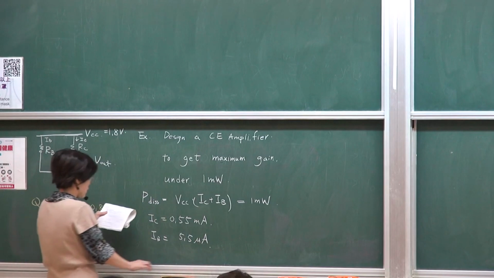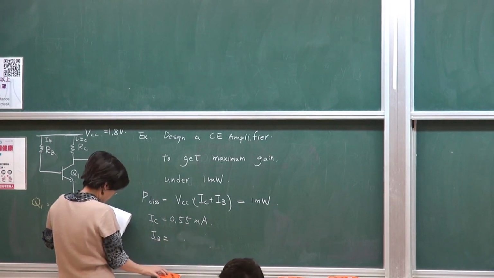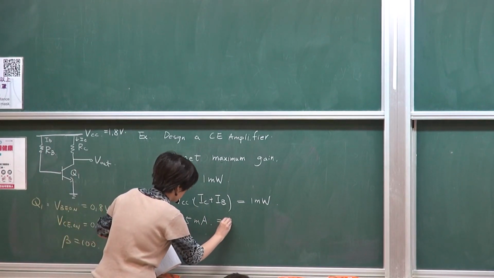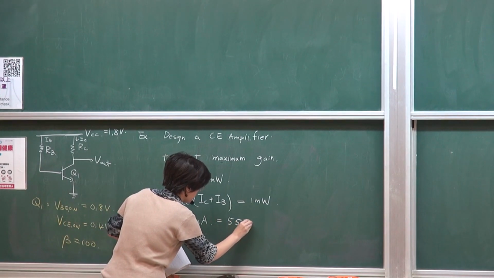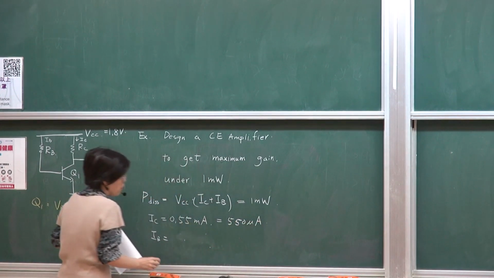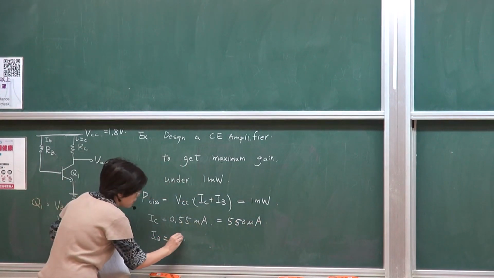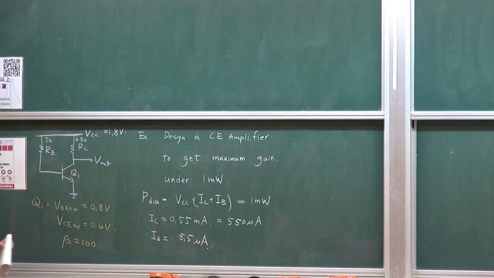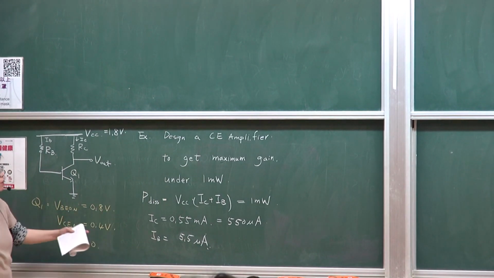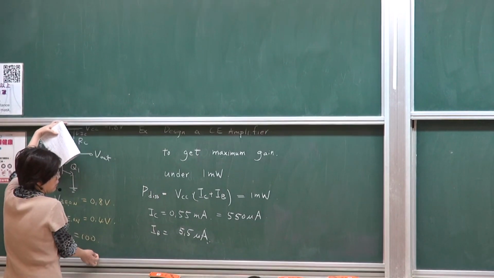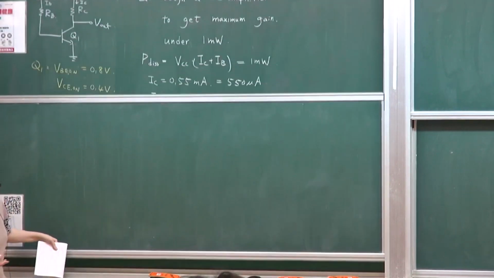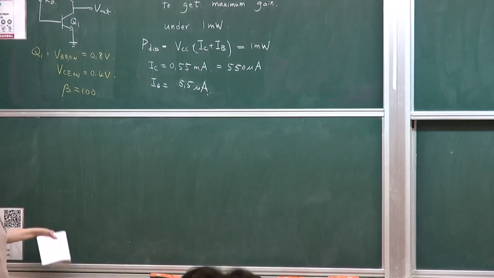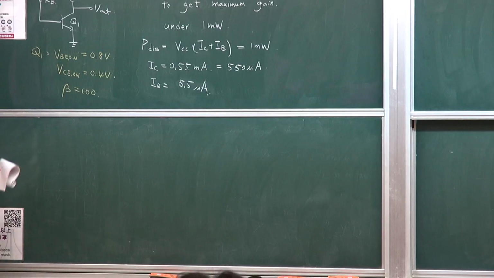Did I get it wrong? Sorry. So then, yeah, I did it. So there's a 100 times difference. So once I have this number, I should be able to get the resistor level, so then I can pick my resistor.